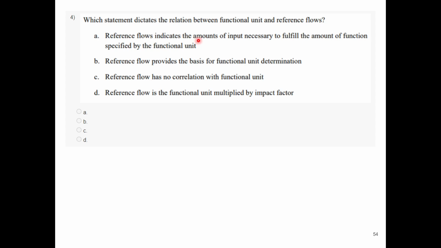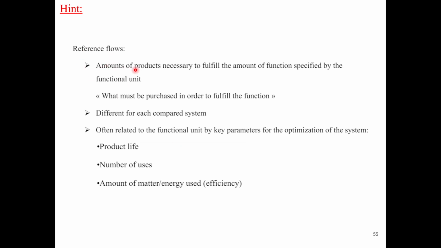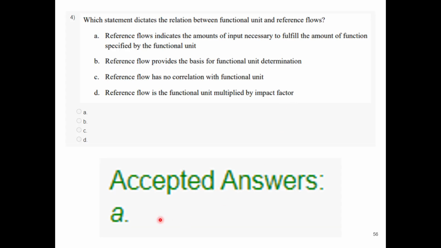So reference flows indicates the amount of input necessary. So that is the elementary flow necessary to fulfill the amount of function specified by the functional unit. So this is the correct option, A. So as you can see, reference flows, amounts of products necessary to fulfill the amount of function specified by the functional unit. What must be purchased in order to fulfill the function? So this is the correct option. So A is the correct option. A, reference flows indicates the amounts of input necessary to fulfill the amount of function specified by the functional unit, is the correct option.